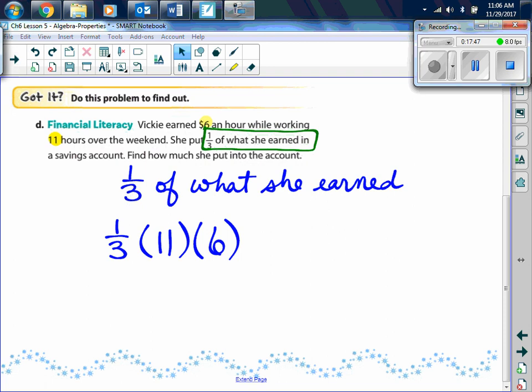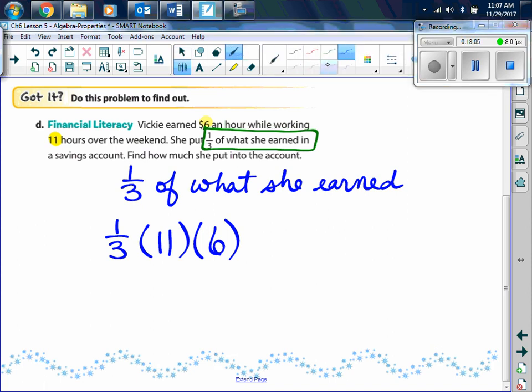Now, what is easier for me to multiply times 1/3 or divide by 3, 11 or 6? It's easier for me to divide 6 by 3, right? So here, I want this 11 and this 6 to flip places, right? What property allows me to do that? The commutative property of multiplication. Very good. So this will end up being 1/3 times 6 times 11.